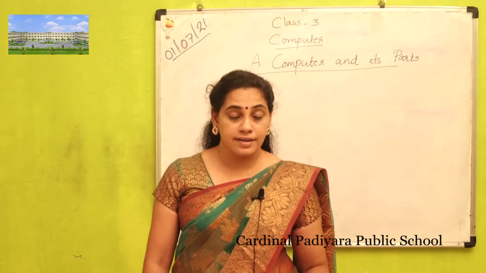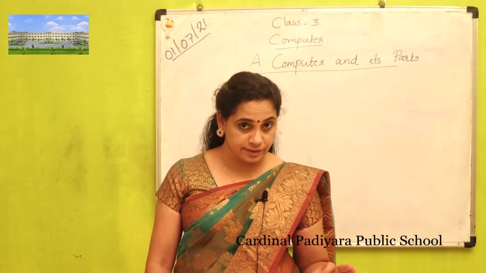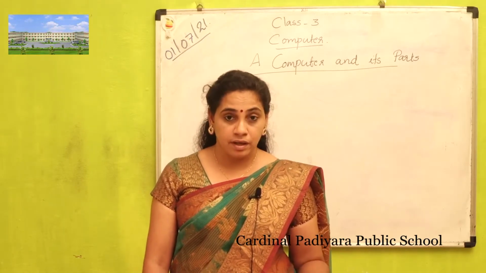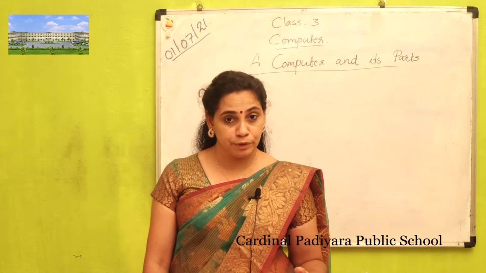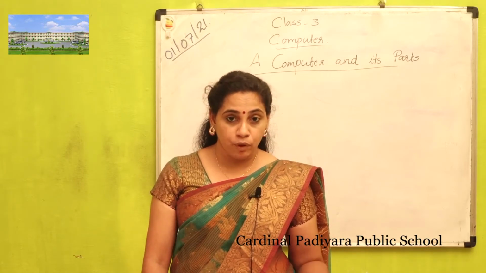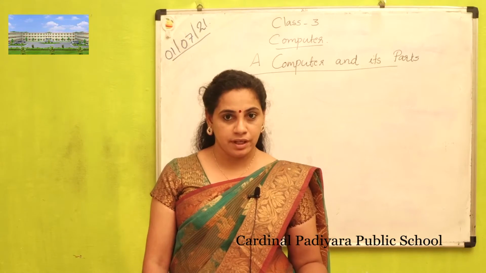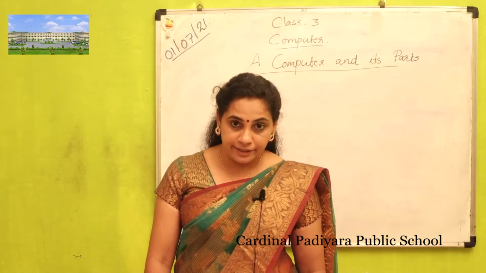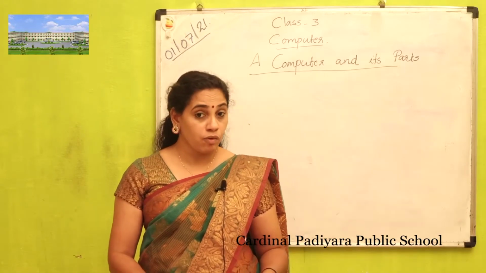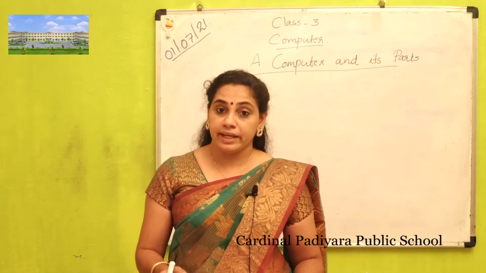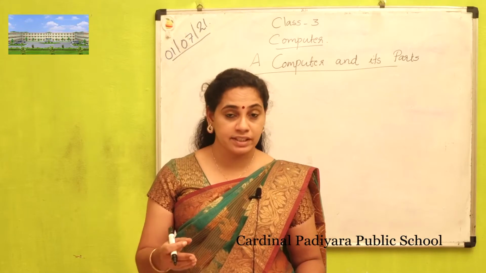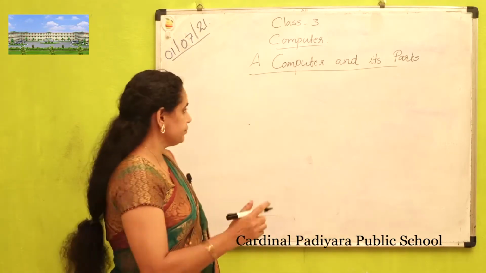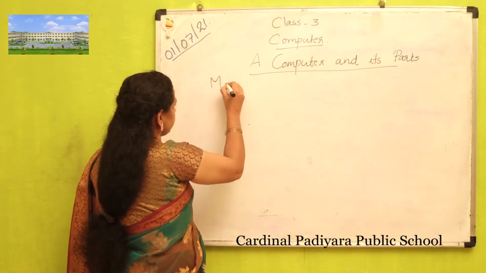A computer has four main parts: monitor, CPU box, keyboard, and mouse. All these parts work together to make a computer function. Now we will discuss them one by one. The first one, monitor.